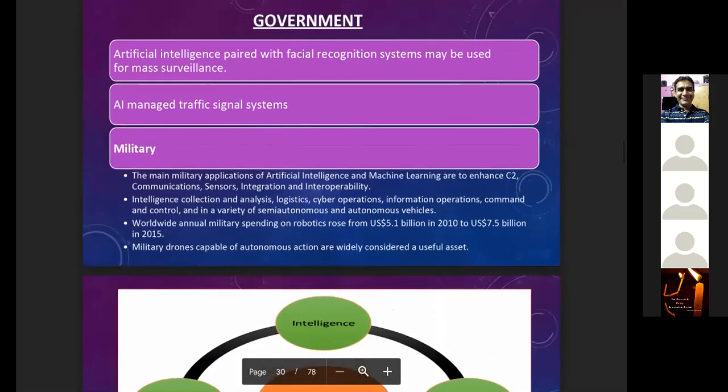Then how the government is taking use of AI: artificial intelligence paired with facial recognition for mass surveillance. In case of any dubious or frivolous activity, they are able to track it. In Singapore, if you throw anything on the roadside or anywhere after eating, they track you. The entire country has cameras fitted. As soon as you throw it, your face is recognized and your social security number is generated, and you will be fined, say, $10 or $50 according to the gravity of what you have done. So that is known as mass surveillance, and various countries are using it.